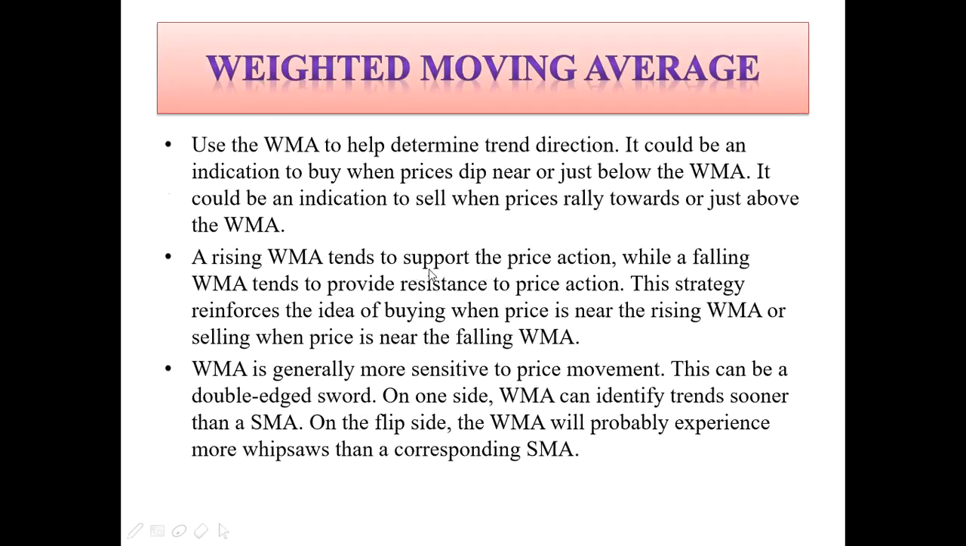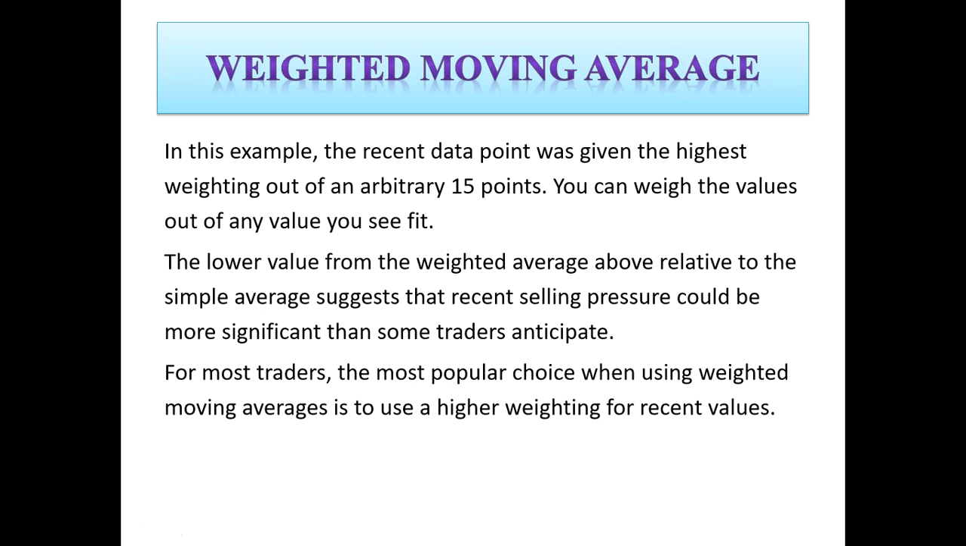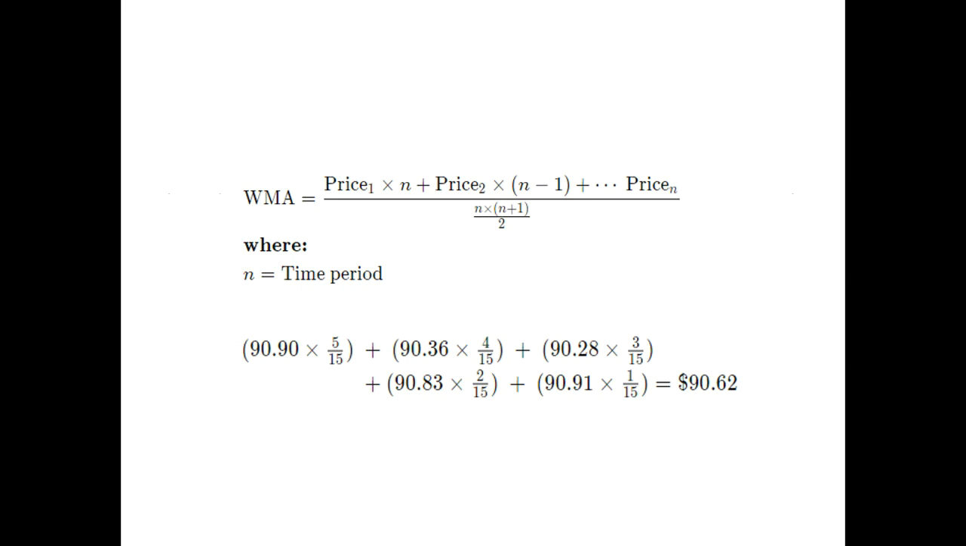So the lower value from the weighted average above relative to the simple average suggests that the recent selling price could be more significant than some traders anticipate. For most traders, the most popular choice when using the weighted moving average is to use a higher weighting for recent values. So that is what we have done. This is the more recent value, so this has a higher weight in comparison to the rest of it, thus giving us the weighted moving average here.